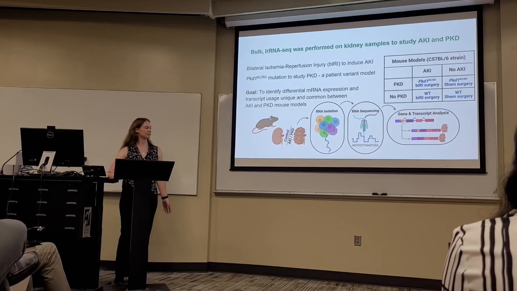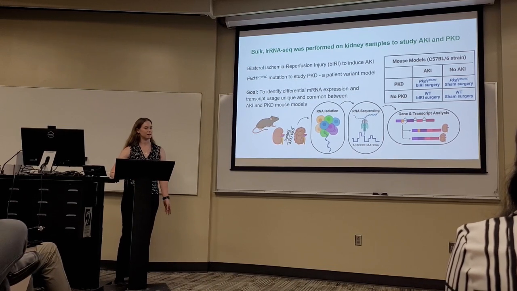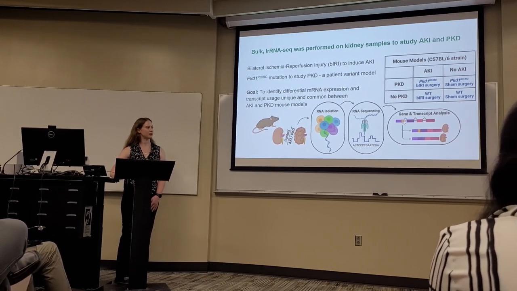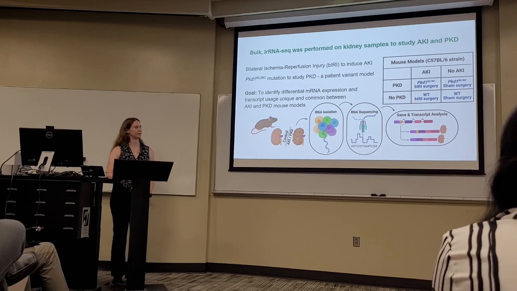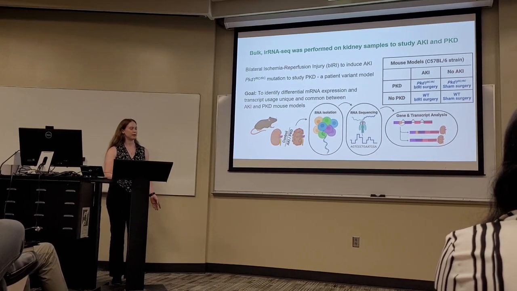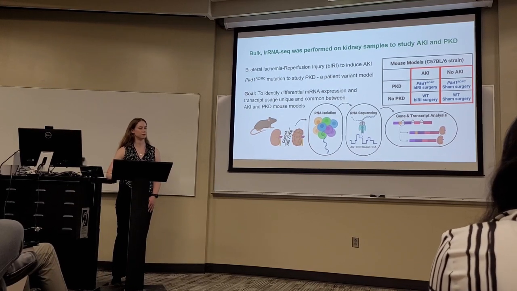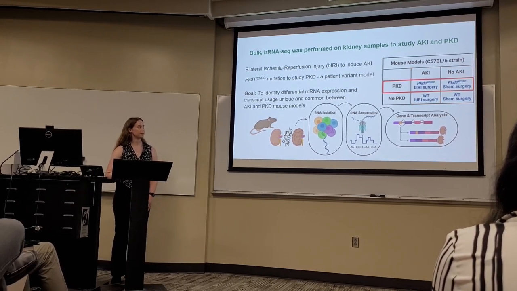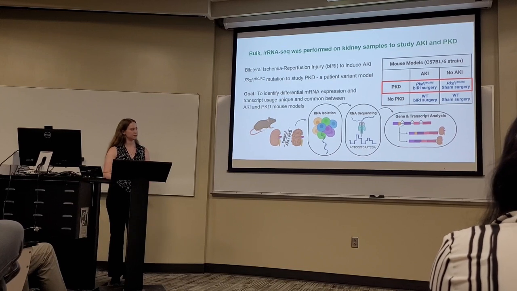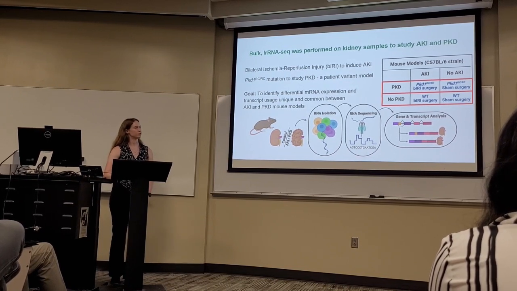To do this, we isolated RNA from those kidneys, did RNA sequencing on an Oxford Nanopore PromethION, and then did gene and transcript analysis from there. In all of our downstream analyses, our AKI models are both of the mice with the Beyea surgeries, and our controls both have the sham surgery. For PKD, both mice have the RCRC mutation, and wild type are our controls.